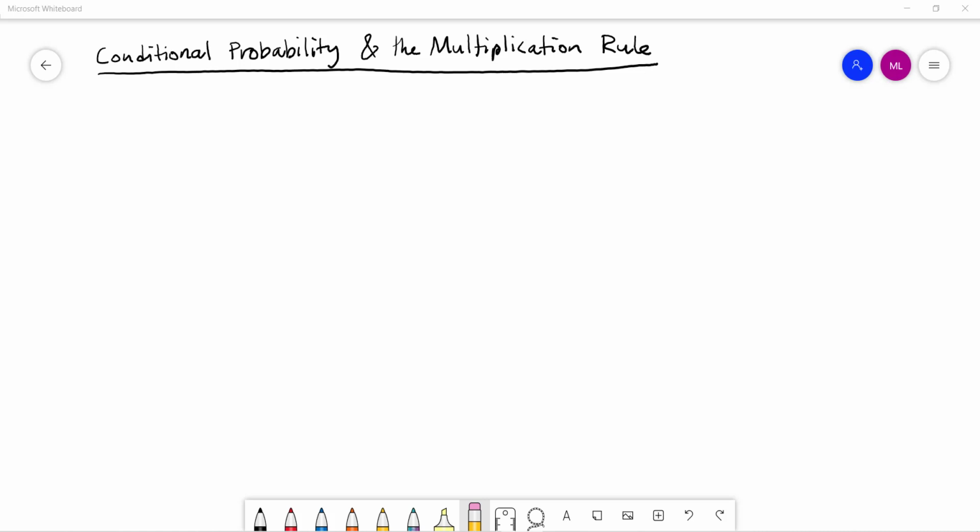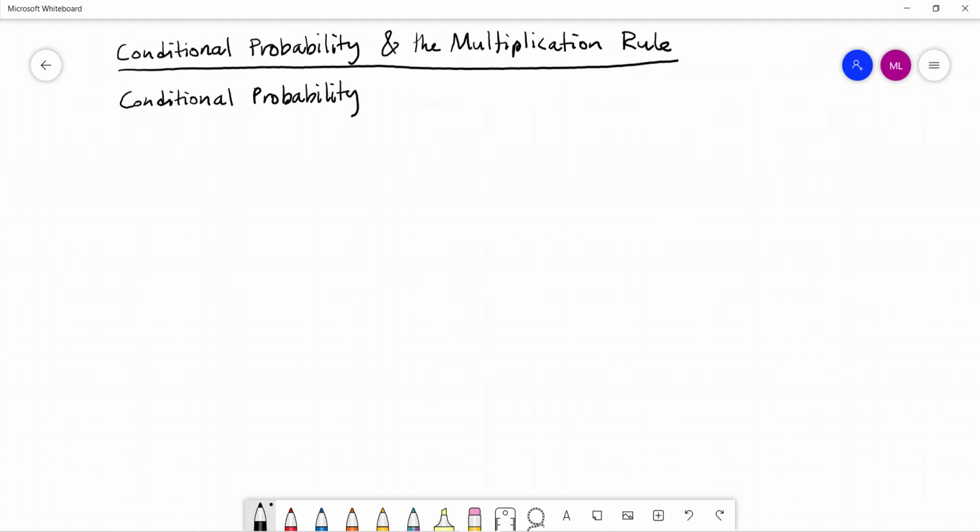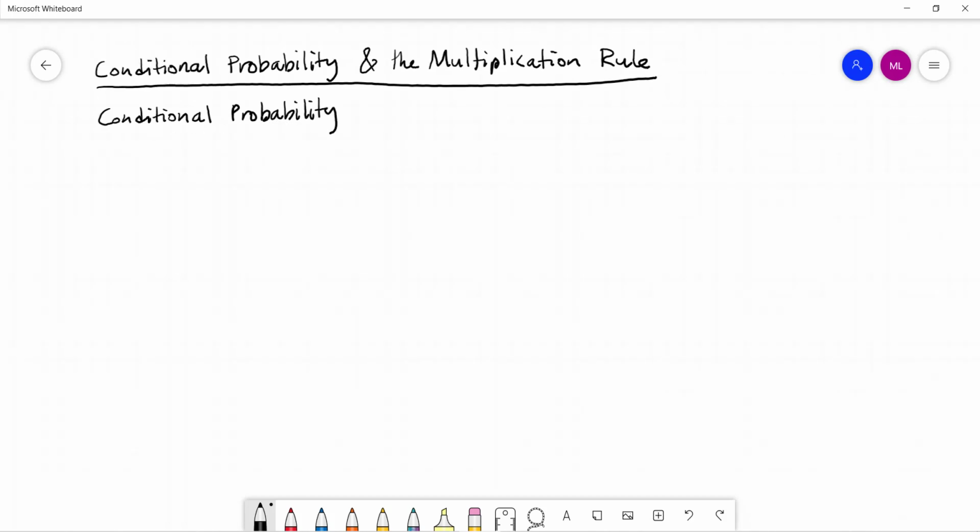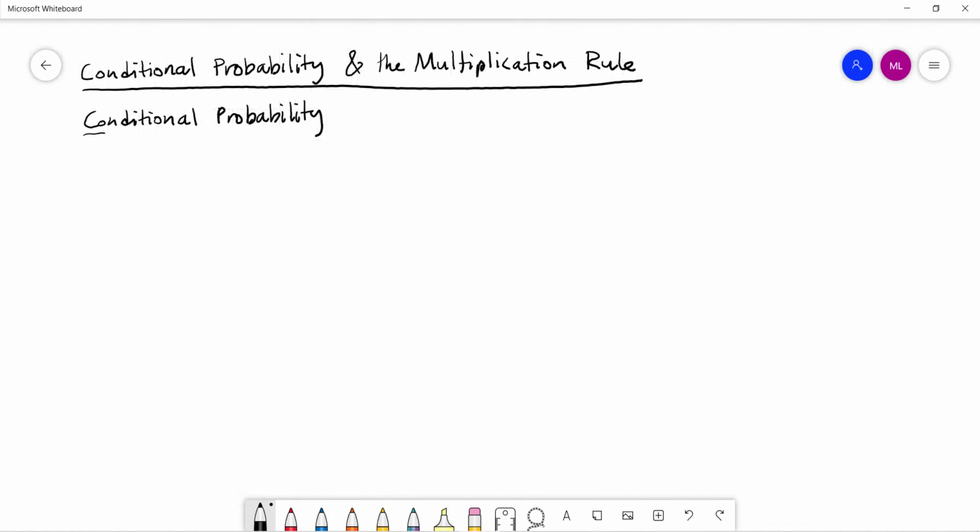In this video, we're going to take a quick look at two concepts that have to do with the same types of compound events that we were talking about in the previous section. The first is called conditional probability. Conditional probability can modify the probability of one event given that we know some condition has occurred.